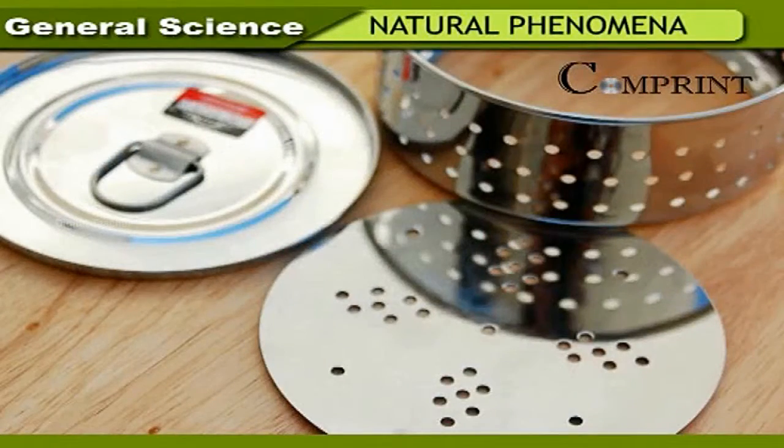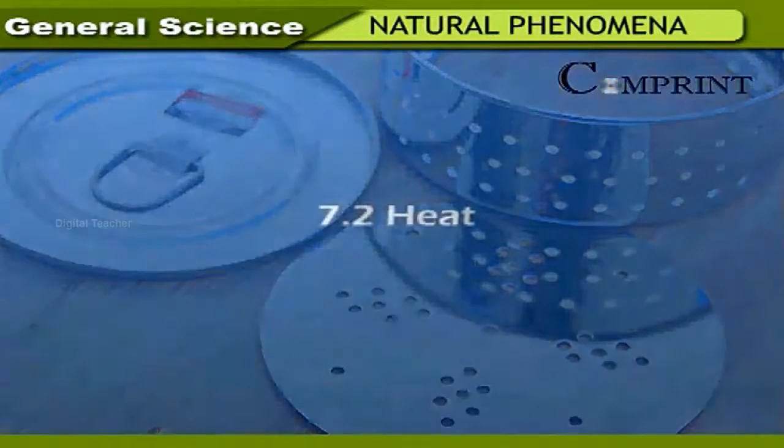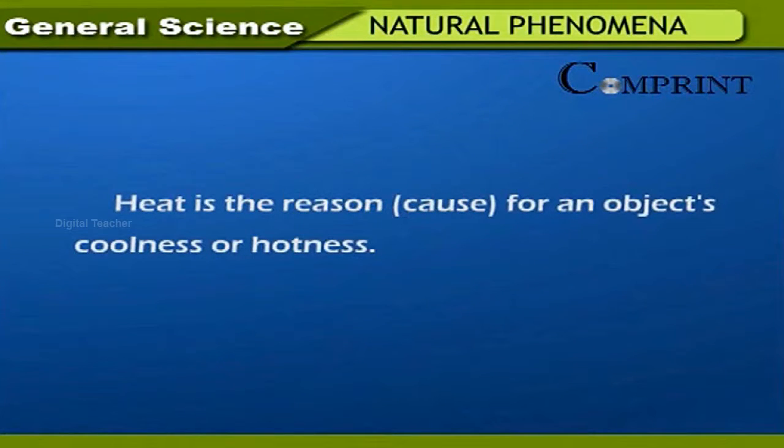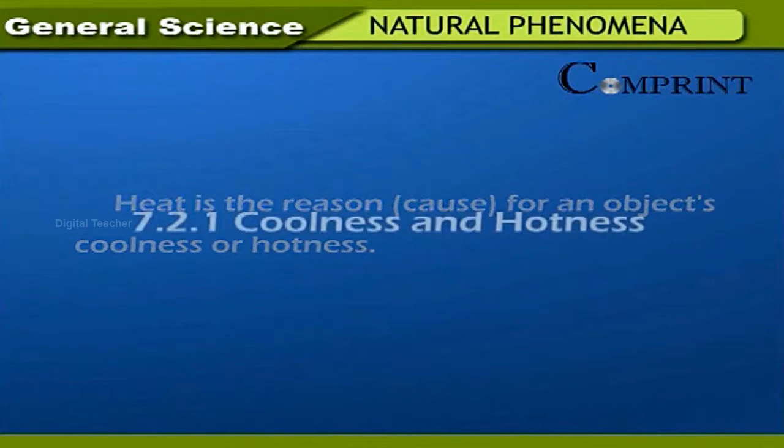Sometimes images can be seen even on new steel vessels and ponds where water is still. Hence, it is evident that any smooth surface like a new steel vessel or pond can reflect light like any mirror, acting as reflective surfaces. Heat. Heat is the reason for an object's coolness or hotness.